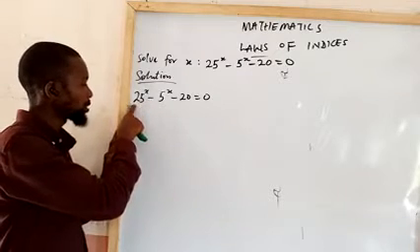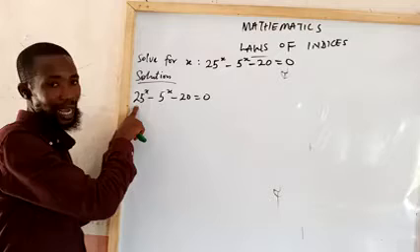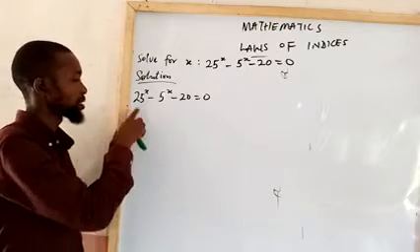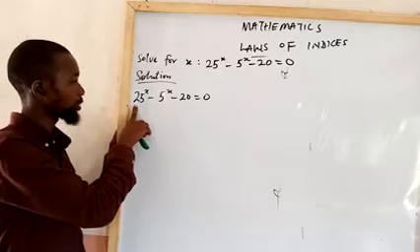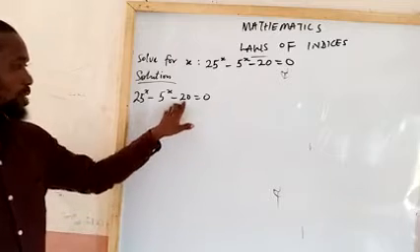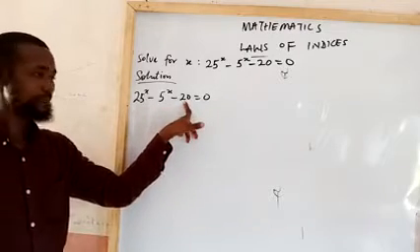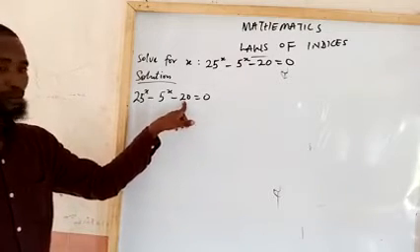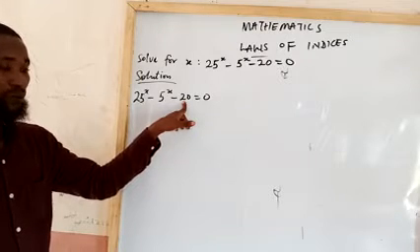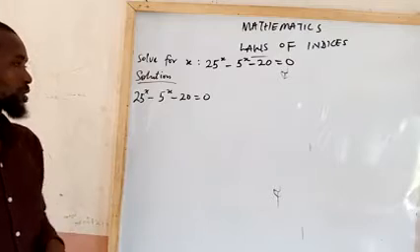Now, is it possible to express 25 with the base of 5? Yes, it is possible, because 5 raised to the power 2 will give 25. But what about this last number here, 20? Is it possible to express this number in index form in such a way that it has a base of 5? We can see it is not possible.